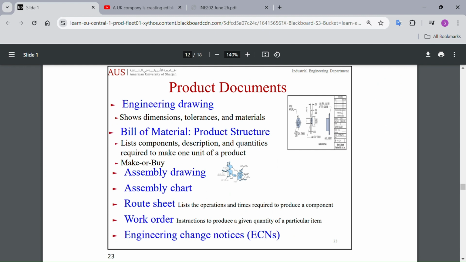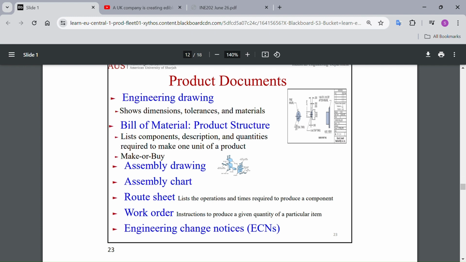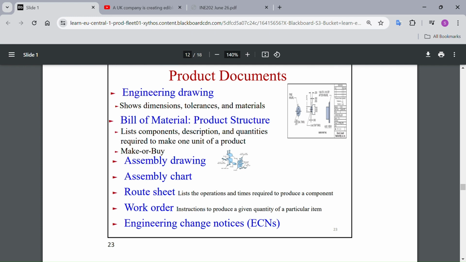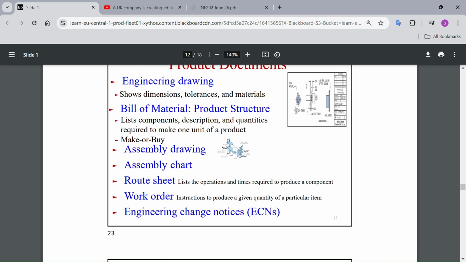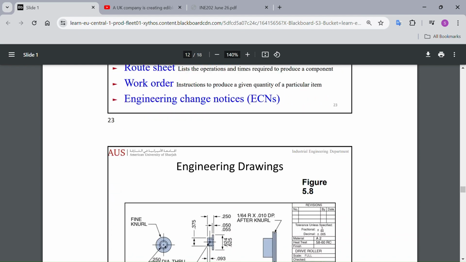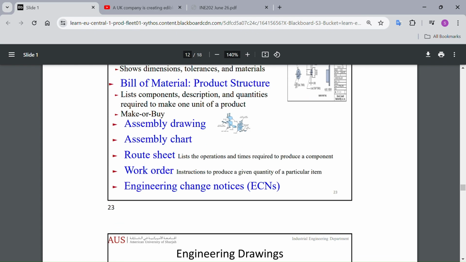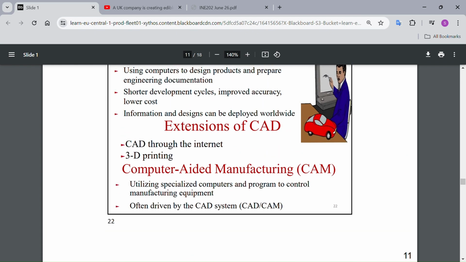And maybe for a product, we need some documents. These could include engineering drawings, showing dimensions, tolerances, and materials, and also could be bill of material, product structure, list of components, descriptions, and quantities which are required to make one unit of a product, and so make or buy. Assembly drawing, assembly chart, sheet, and work order. These are all documents needed to develop a product, and we're going to go through them in the next video.